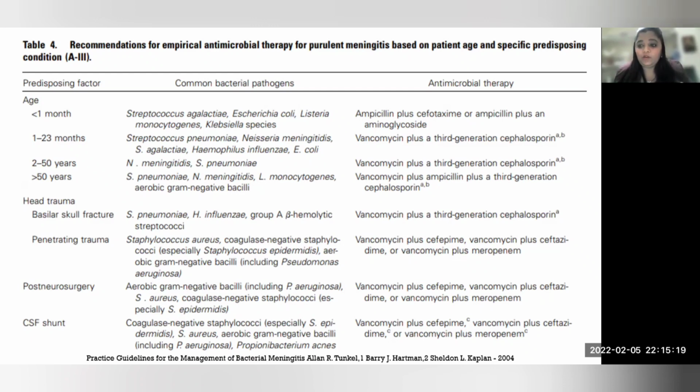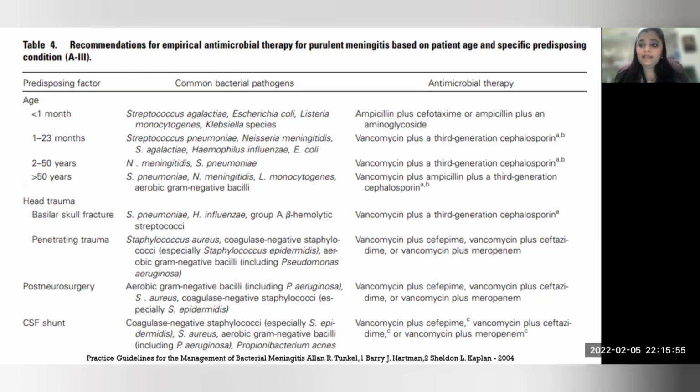Basically, your third generation cephalosporin needs to have adequate CNS penetration. That is why you will be using these agents. In those more than 50 years, your GNBs and Listeria will become more common, so that's why we'll be adding the ampicillin cover. And if the patient is having any history of head trauma, another group of organisms like group B hemolytic streptococci, Staph aureus, gram-negative bacilli, including Pseudomonas, will become important. So depending upon that, you will be choosing the empiric therapy.